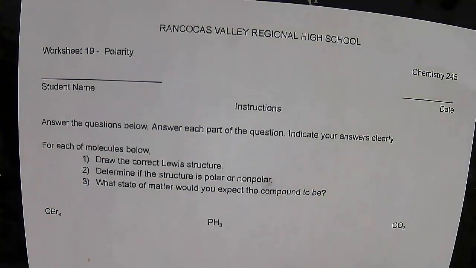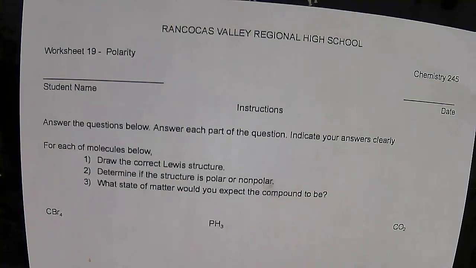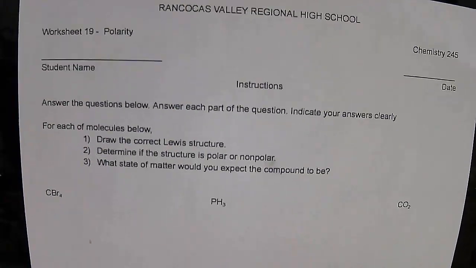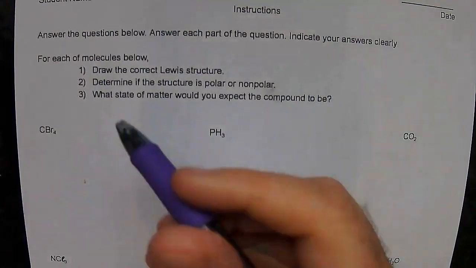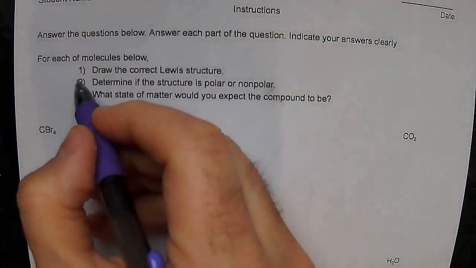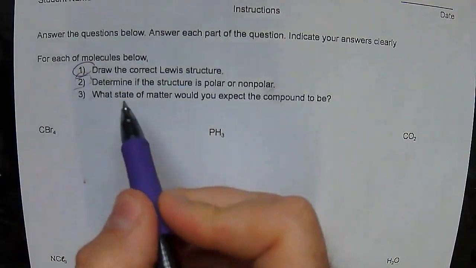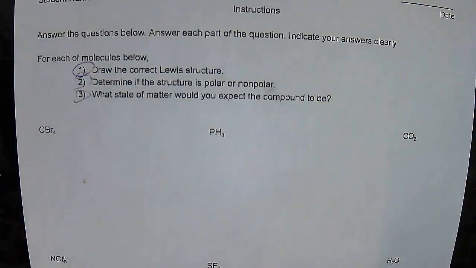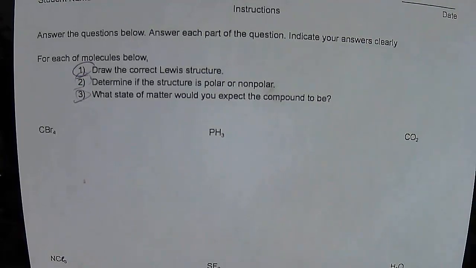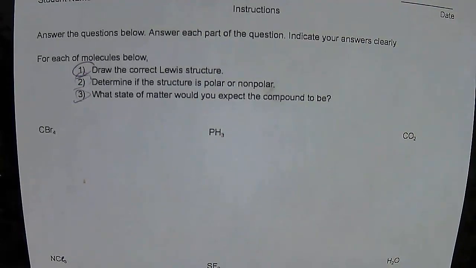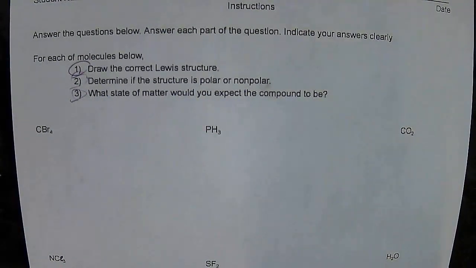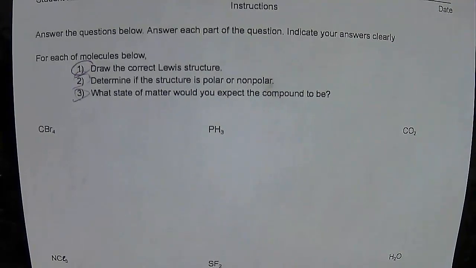Hey everybody, we're going to look at Lewis dot structures and polarity here. For each of these structures below, we're going to draw the Lewis dot structure, determine if it's polar or nonpolar, and then make a prediction about what state of matter we would expect it to be in, although that's kind of the least official thing we can do, but we'll still do it.